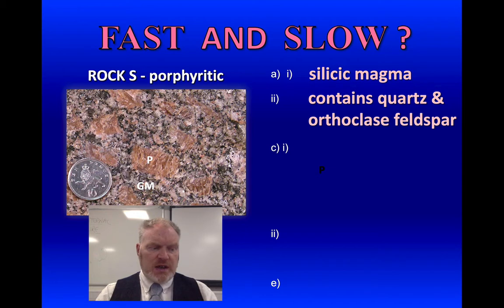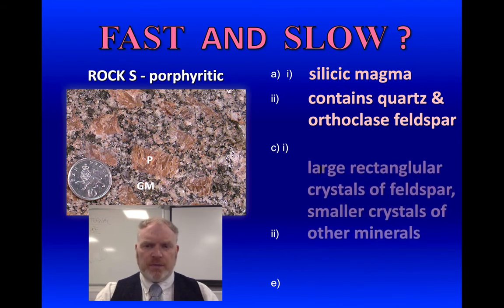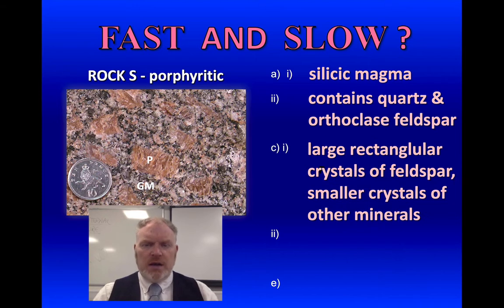If we jump onto question C then, if we describe the texture of these crystals and their relationship with each other, what we see are these large rectangular shaped crystals of feldspar. Some of them, as we measured, up to maybe 30 millimeters across. And then they're surrounded by smaller crystals of other minerals, the quartz, the plagioclase feldspar, the mica that's in there. So we see these two very different sizes of crystals.